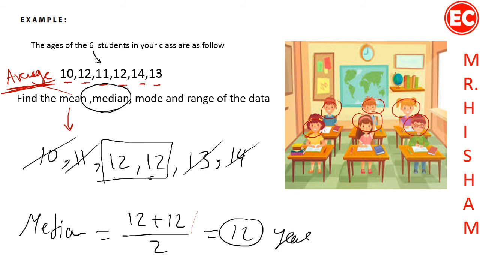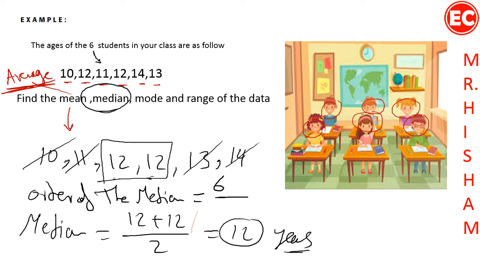So 12 years old is also the value of the median. Mr. Hisham, if the number of the values is greater than 6 values, how can I figure out the median? By finding the order of the median. Here, there are 6 values, so you add 1 and divide by 2. 6 plus 1 divided by 2 is 3.5.